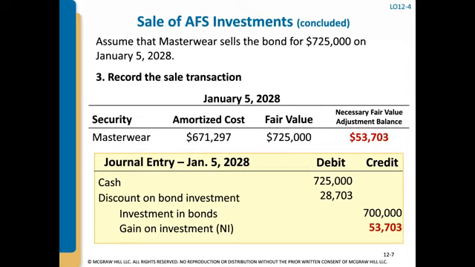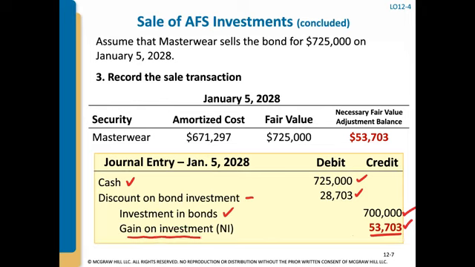So here's our actual recording of the gain on the sale. We sold it for $725,000. We received cash for $725,000. When we originally purchased this investment, we had debited investment for $700,000. So now we're going to credit our investment for $700,000. Our discount amount on the bond that's left yet to be amortized was $28,000, so we're going to debit that. Again, if you don't know where this number came from, please go check out the effective interest method video. And so therefore our gain, this is really a plug, is 53,703.